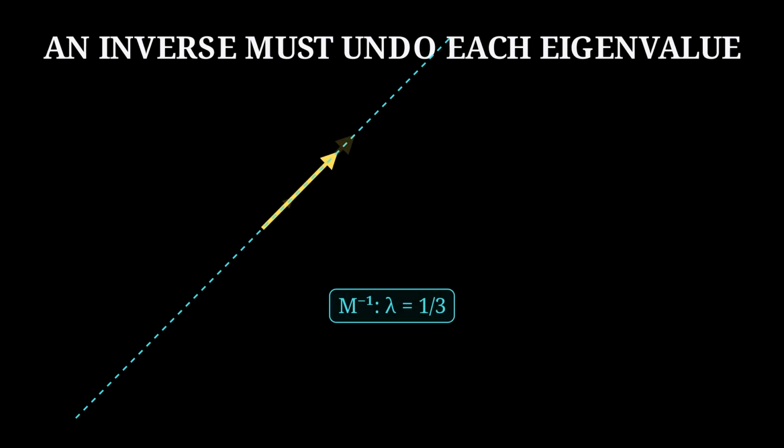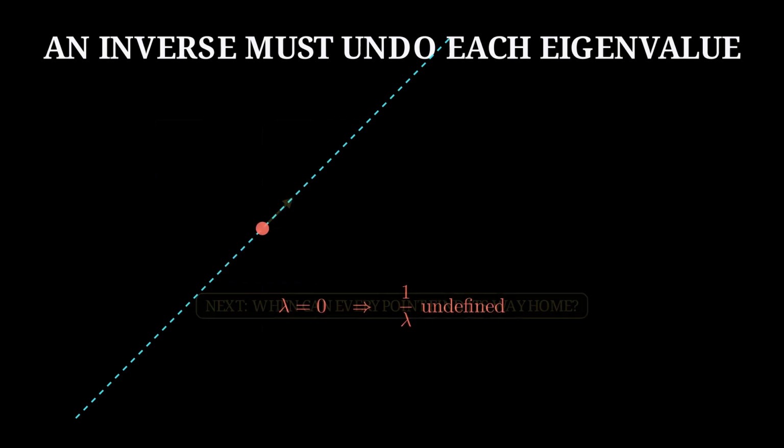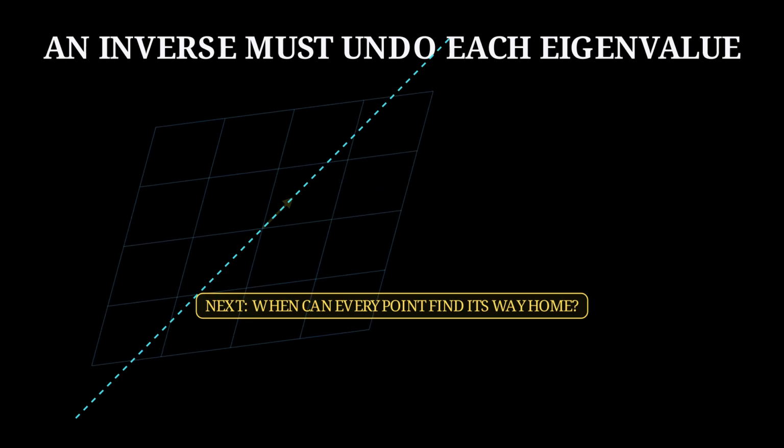The inverse simply replaces the eigenvalue λ with 1 over λ. That works for every non-zero eigenvalue, because a non-zero stretch can always be undone by the reciprocal stretch. But an eigenvalue of 0 has no reciprocal. Once a whole direction is crushed to 0, there is nothing to rewind. So next we can ask the geometric question behind an inverse. When can every point in space find its unique way home?